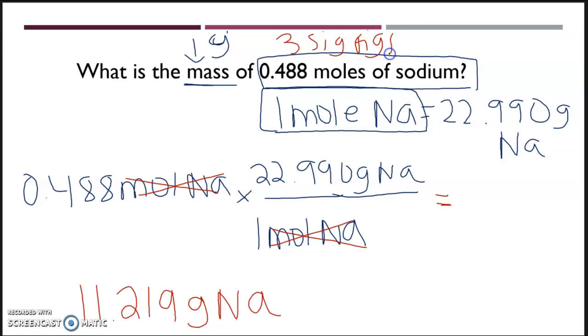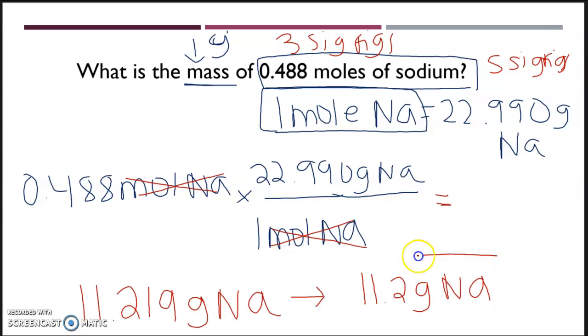And then when I look at my molar mass, something I should point out, this 22.990, that's a rounded number. That's not exact. So we do take those significant figures into account, but 22.990 is 5 sig figs. So 3 sig figs for my 0.488 is a smaller number, so my answer should have 3 sig figs, which makes that 11.2 grams of sodium. That's my final answer.